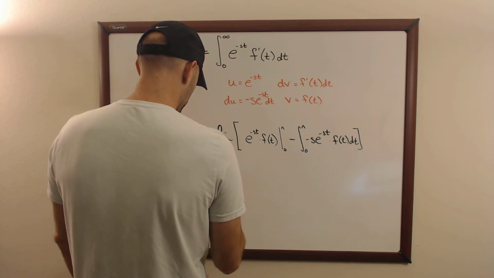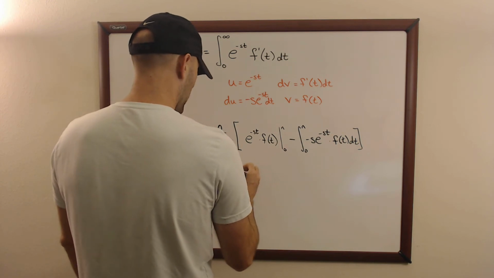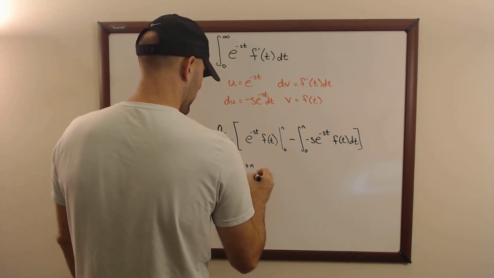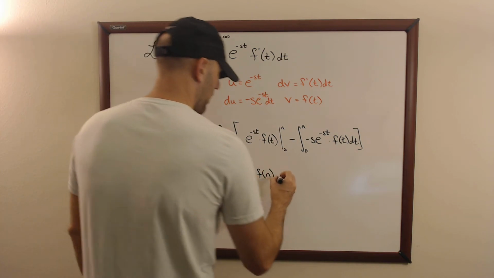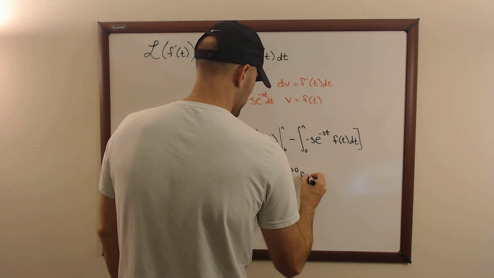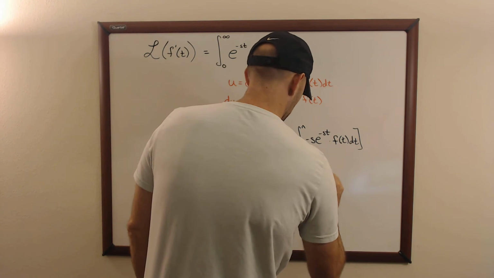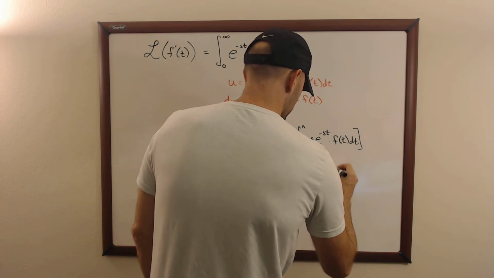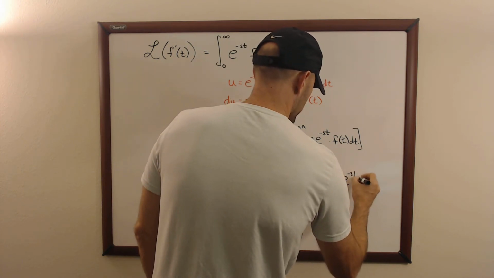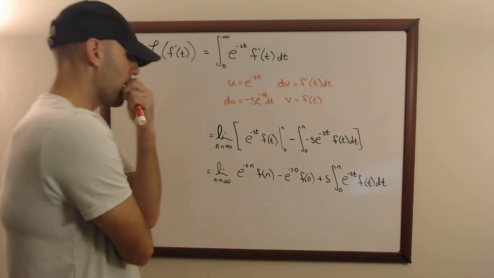I get the limit as n approaches infinity of, so again, plug in n, plug in 0. I plug in n first, I get e to the negative s times n times f of n minus e to the negative s times 0 times f of 0. I'm going to pull out the negative s here. We'll make that a plus s times the integral from 0 to n of e to the negative s t times f of t dt. Okay.